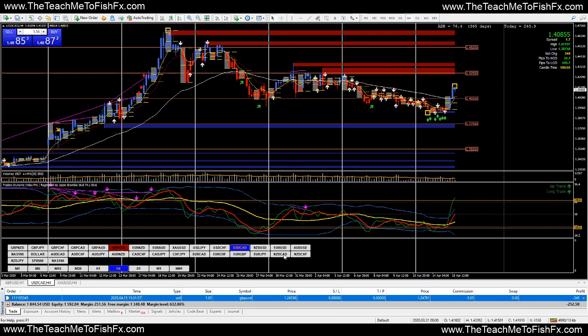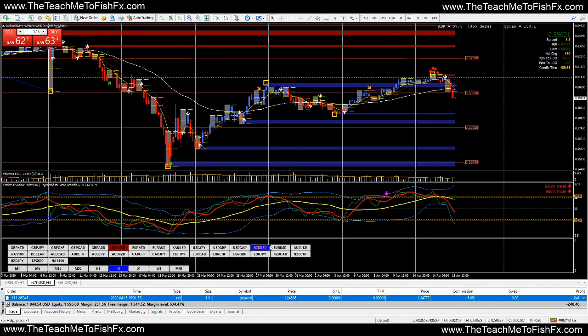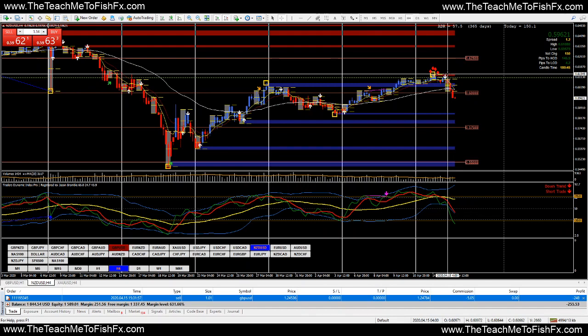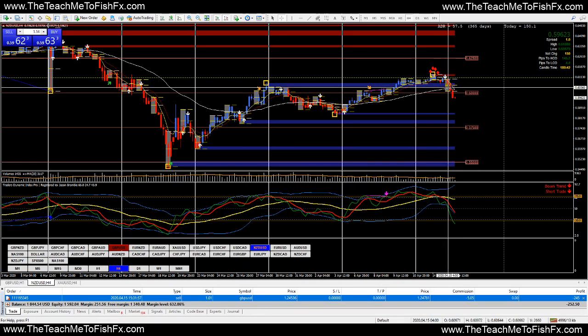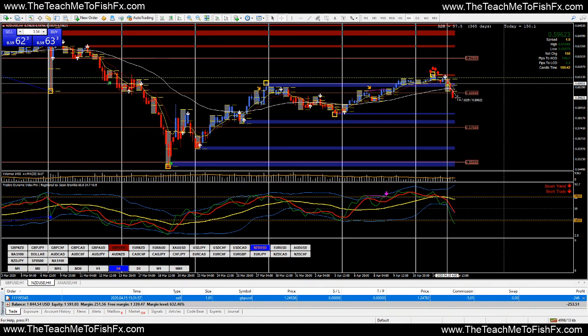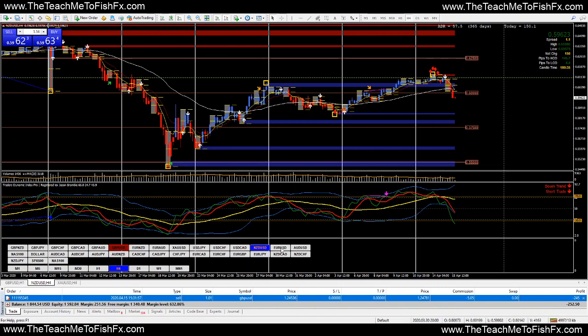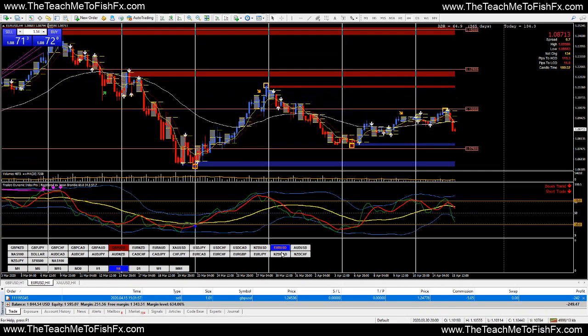USD CAD is setting up to drop. NZD USD has already dropped. We could have got in right on this candle and could have been in profit 102 pips. Mad, not mad, but sorry I missed that one. Unfortunately, I missed that. Euro USD, same thing.